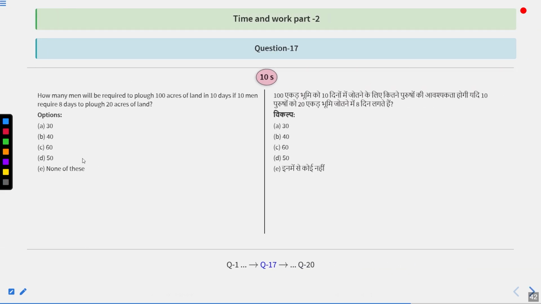Clear? Next question. How many men will be required to plow 100 acres of land in 10 days if 10 men require 8 days to plow 20 acres of land? You have 5 options and 10 seconds to analyze the question. Your time starts now. Now time's up. Let's see the solution.